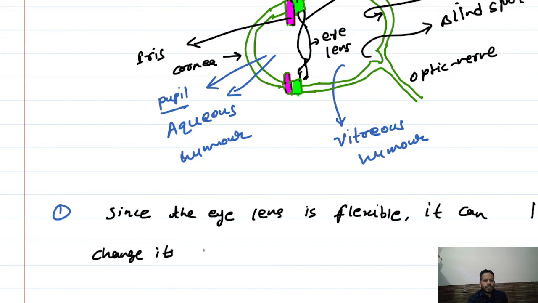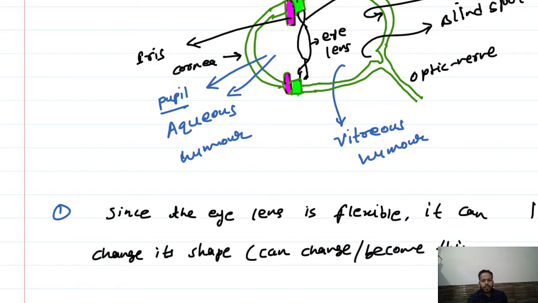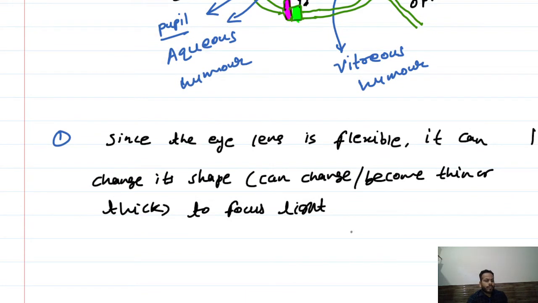Since the eye lens is flexible, it can change its shape, or become thin or thick, to focus light on the retina.